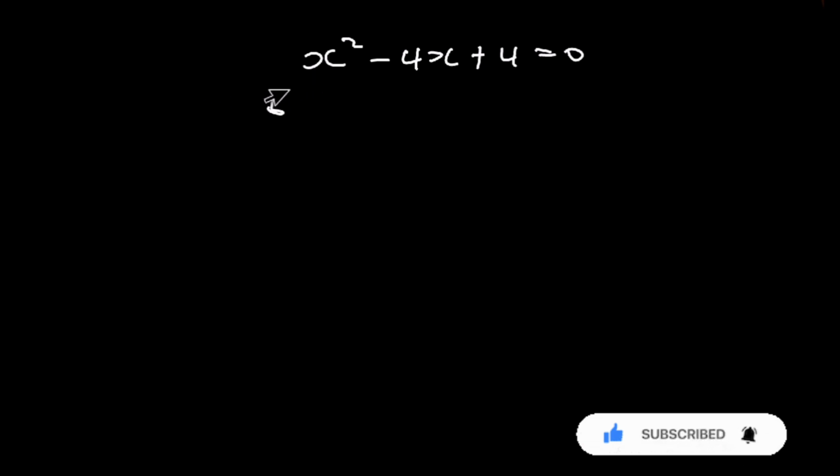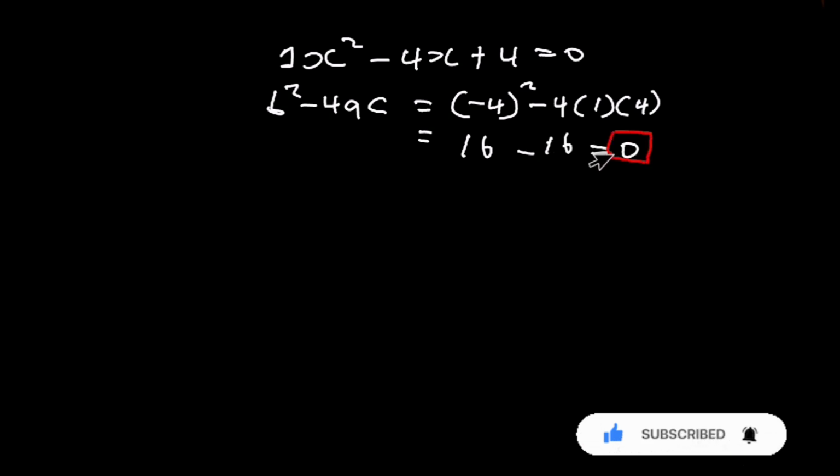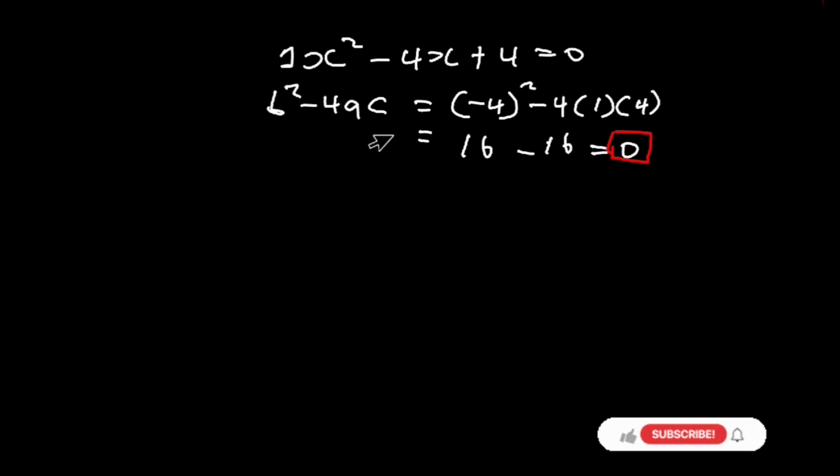So we have b squared minus 4ac. Let's first of all find out if it's factorizable. So this becomes b is negative 4, then square, minus 4. Our a is 1, which is the coefficient of x squared, and then our c is 4. So this becomes negative 4 squared is equal to 16, then minus 4 times 4 is 16. So this is equal to 0. So the discriminant of this equation is 0, and hence we'll be expecting a repeated root.